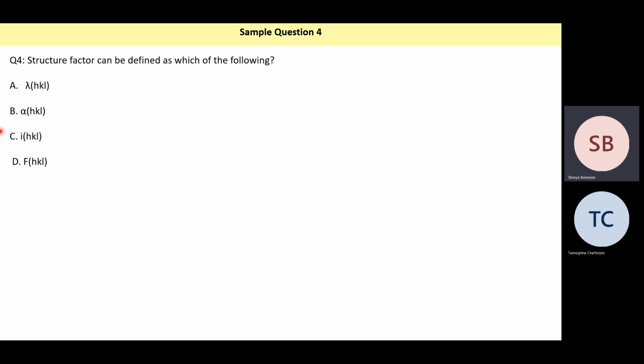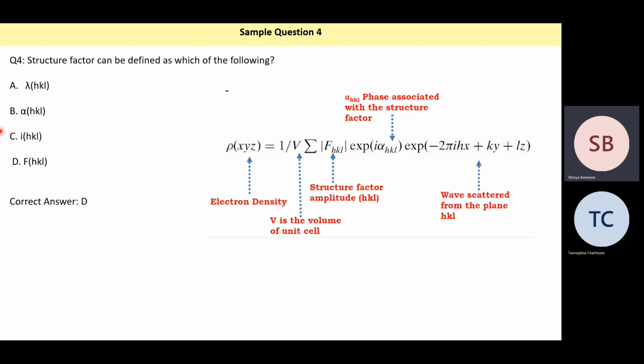The next question is that structure factor can be defined as which of the following? FHKL. Yes, that is correct. So the correct answer is D. And again, if you go back, FHKL is the structure factor or the amplitude.